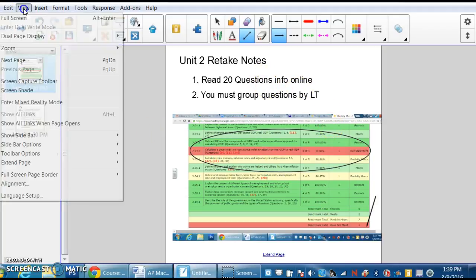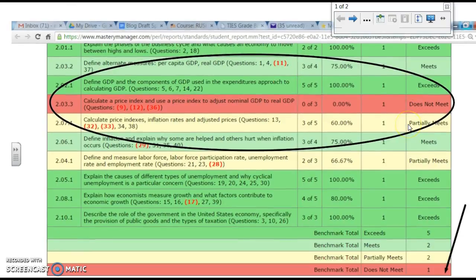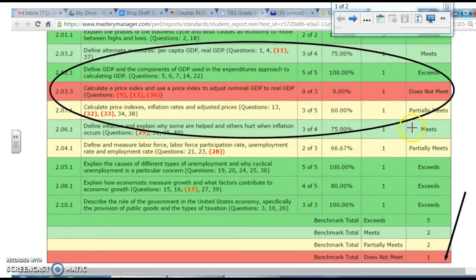Second is that when you are actually doing the 20 questions this time, we're going to require that you group your questions by learning target. So if you look at this sample Mastery Manager report, you will see that this particular student really did not understand learning target 2.03.3. Graph a price index and use a price index to adjust nominal GDP to real GDP. There were three questions on this particular learning target, and this student missed all three of them. So this is going to really be the area for focus for relearning. We want you to write most of your 20 questions addressing this particular topic.